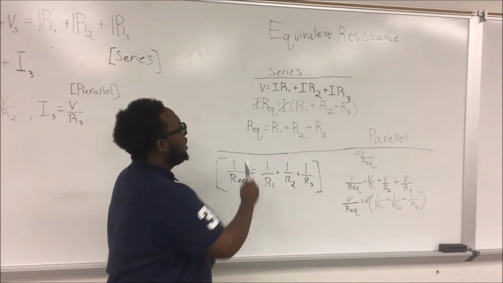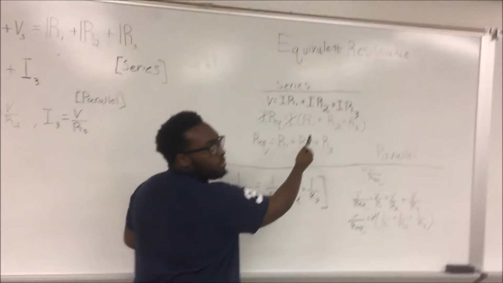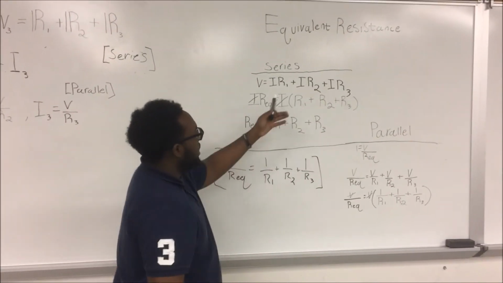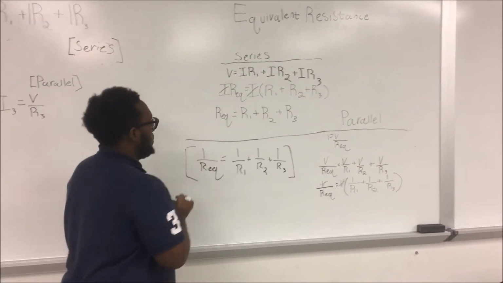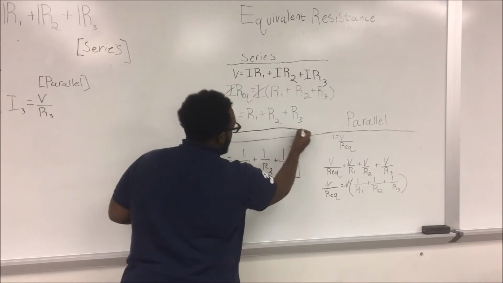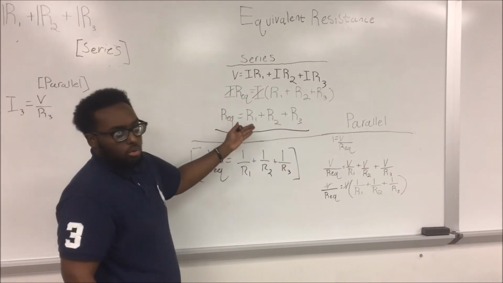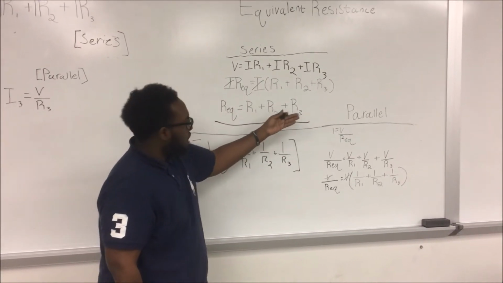For series, it is V equals IR1 plus IR2 plus IR3. Since we have I's here, we can factor it out. When we factor it out, we can cancel out the I's and we're left with this part here, which is R equivalent resistance equals R1 plus R2 plus R3.